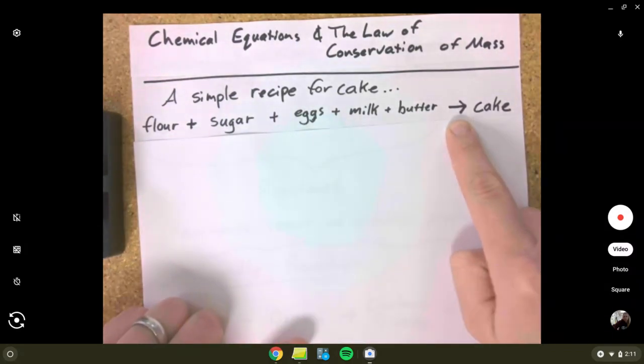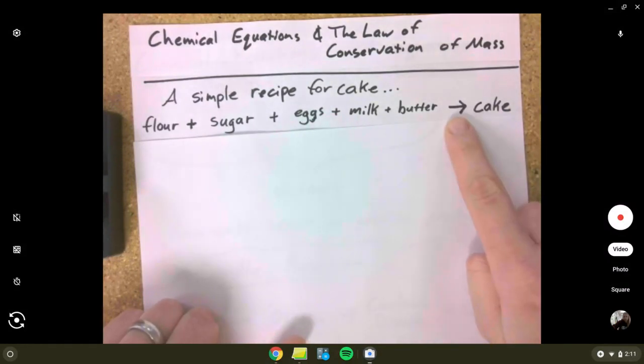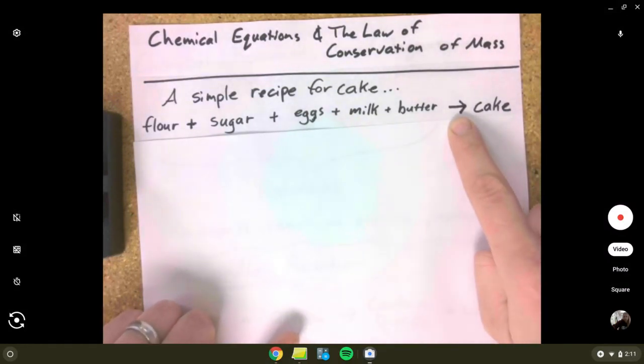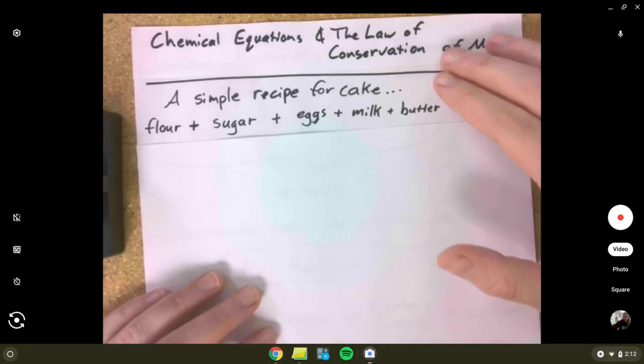So this arrow tells us that these are not equal, like an equal sign would, and it also tells us the direction that the reaction can go. So that's a little bit of a difference and kind of why we have an arrow instead of an equal sign. Next, we need to talk about a little bit of vocabulary.